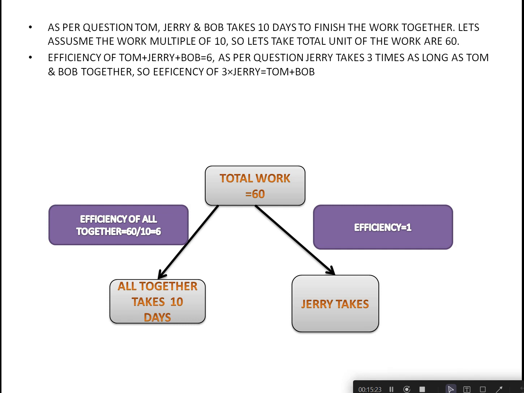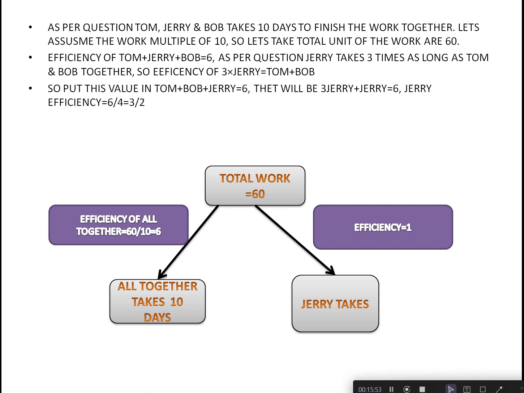So the efficiency of 3 times Jerry will be equal to Tom and Bob, because Jerry is taking 3 times more time than Tom plus Bob. So it is said in the question. So put this value in Tom plus Bob plus Jerry, that is equal to 6. Then we will get 3 times Jerry plus Jerry is equal to 6.